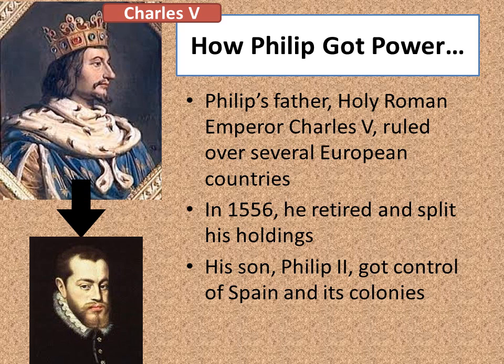Philip's father, Holy Roman Emperor Charles V, shown in the picture at the top, ruled over several European countries. In 1556, Charles V retired and split his holdings. His son Philip II got control of Spain and its colonies, starting in 1556.